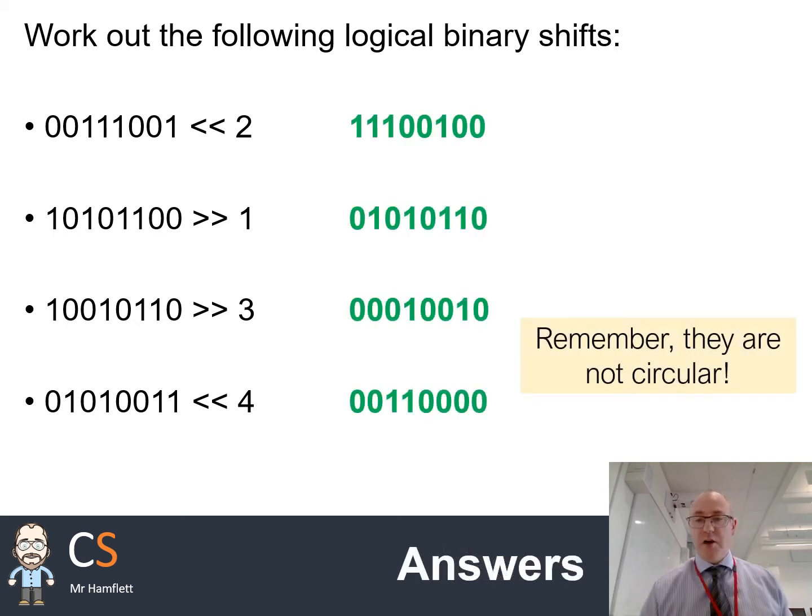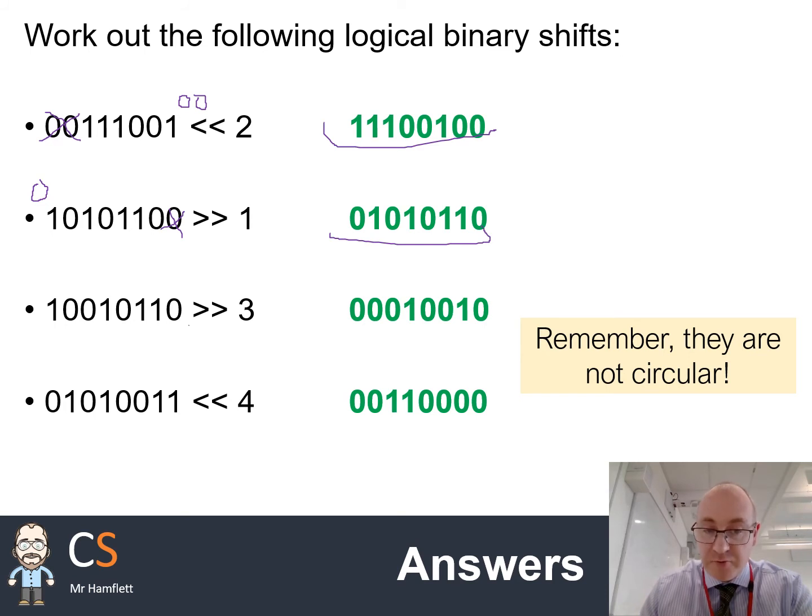Okay, answers are here. So remember, these aren't circular. So when I bit shift to the left, I remove from the left hand side, I add to the right, which gives me that answer there. If I bit shift to the right, I'm going to get rid from the right and add a 0 on the left, which gives me that. If I bit shift by 3, well, guess what I'm going to do? I'm going to delete 3 from the right. I'm going to add 3 zeros on the left. If I bit shift by 4, I'm going to get rid of 4 on the left and add 4 zeros on the right.